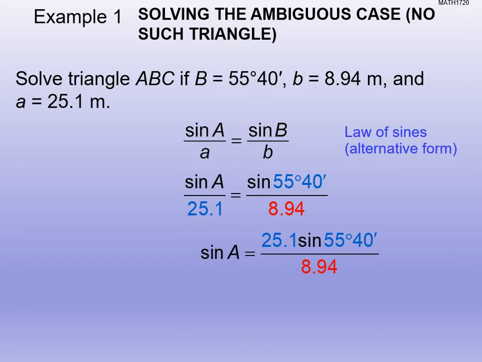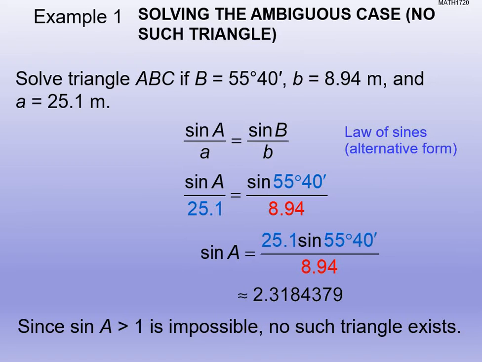So we're going to multiply both sides by 25.1. You're going to get 25.1 sine of 55 degrees 40 minutes divided by 8.94. When we do that, we get 2.3184. That should send up some red flags for us. What happens there? We can't have anything greater than 1. So since that value is greater than 1, this is impossible and no such triangle will exist.